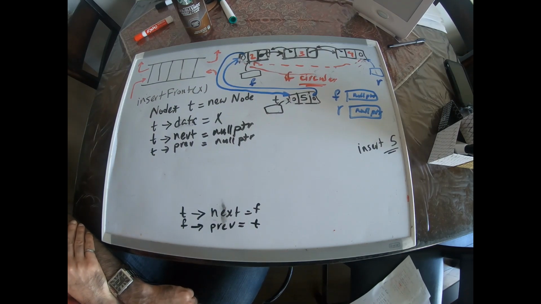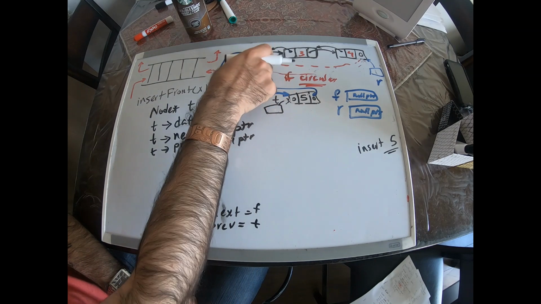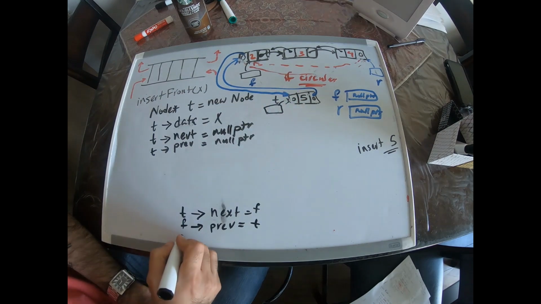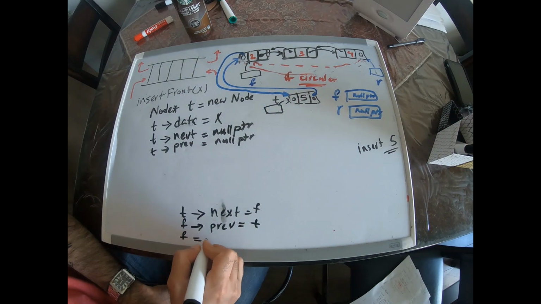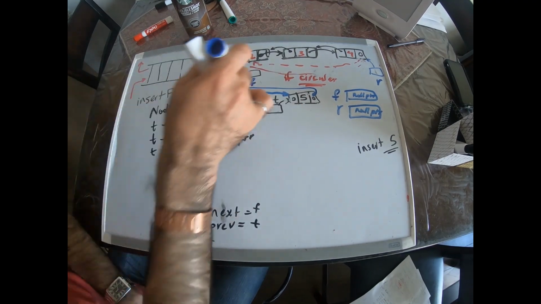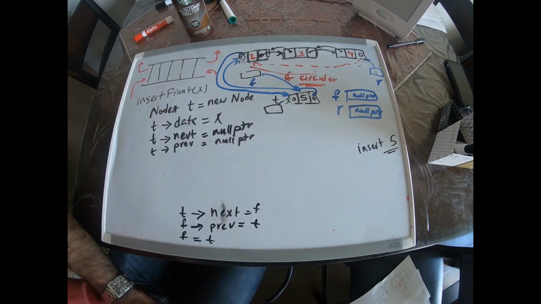Okay, so now I move this one before here. Now this is our front of the linked list, right? So I have to say front is equal to T. This is not front anymore. This is front. Done.